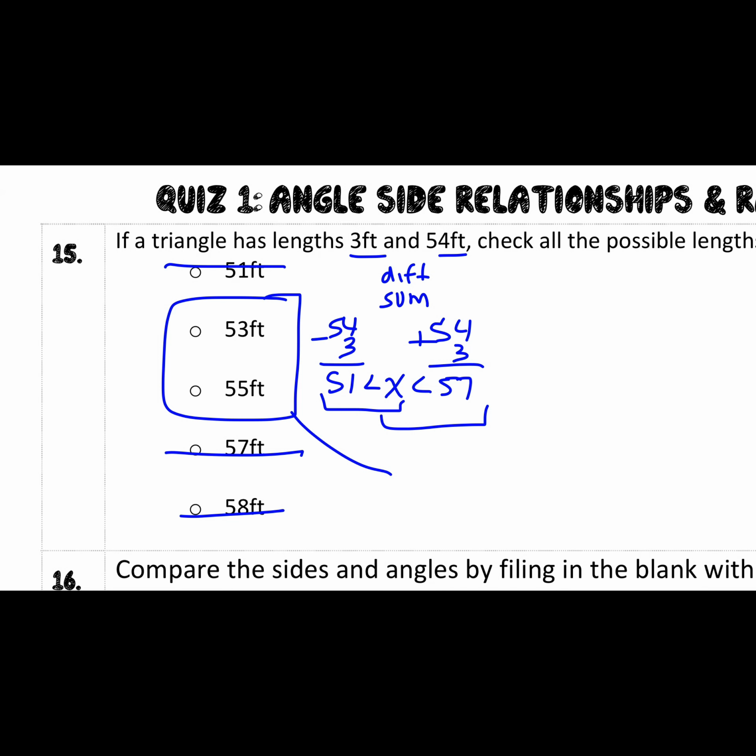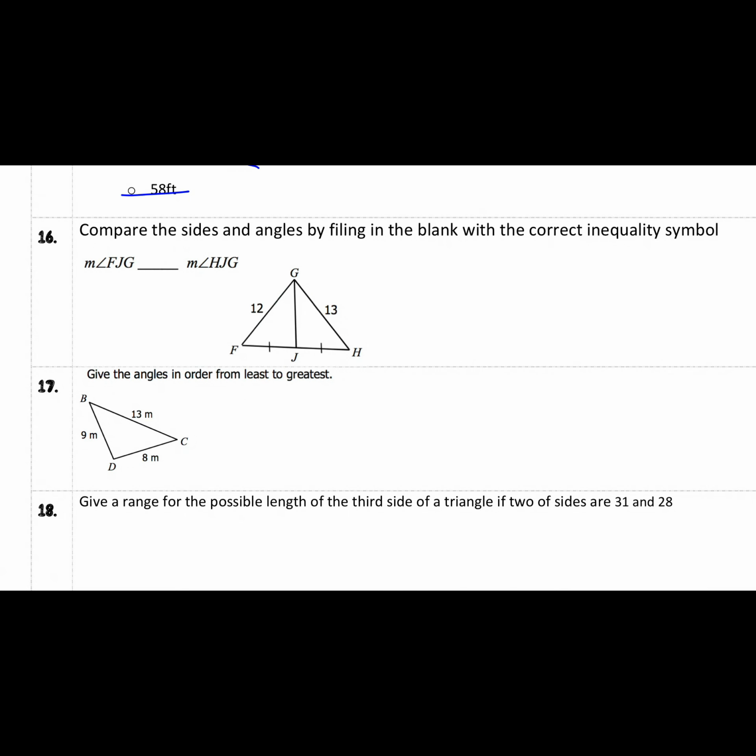Taking a look at problem number 16, it says compare the sides and angles by filling in the blank with the correct inequality. So when they say angle FJG, they're talking about this angle here. Okay, and when they say angle HJG, they're talking about this angle here.